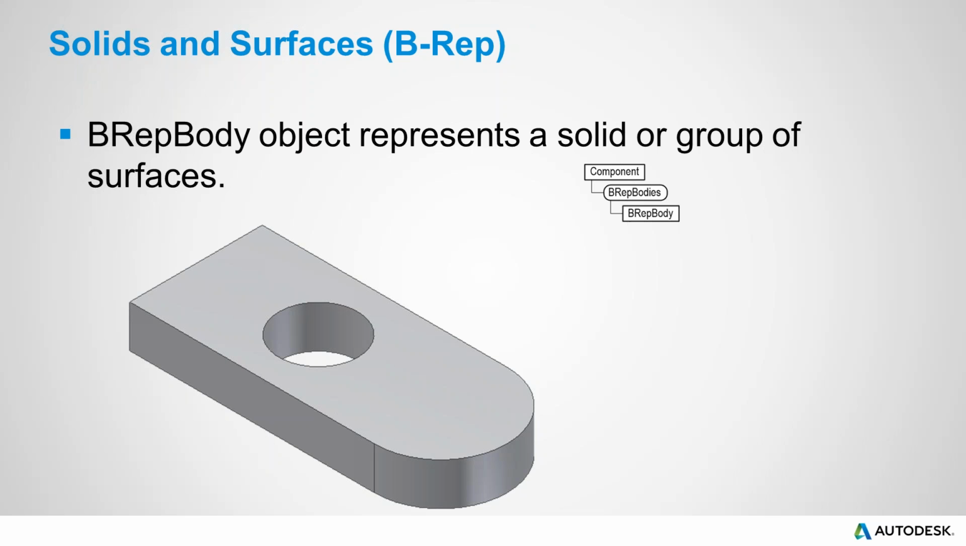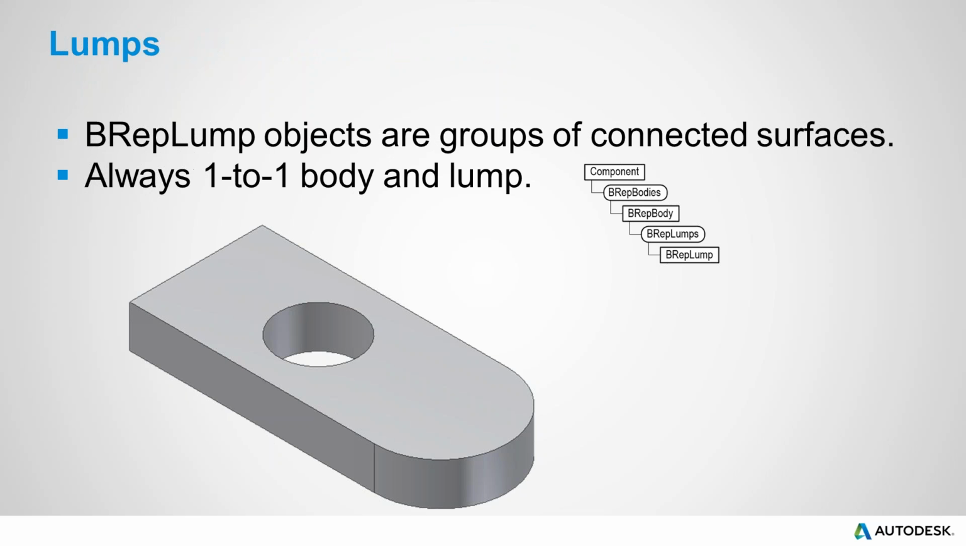So if I get a BREP body, I can get its name. I can change its name using this object. I can change whether it's visible or not. But what we're going to talk about here is how I look at what's inside that body. We have the body, and the next thing underneath that is something called a lump, or BREP lump.